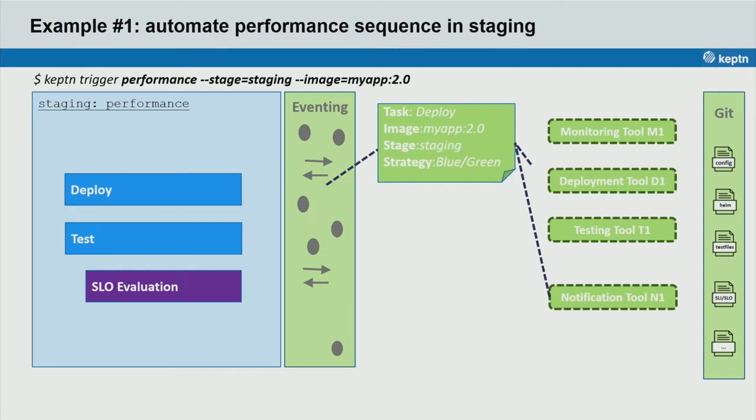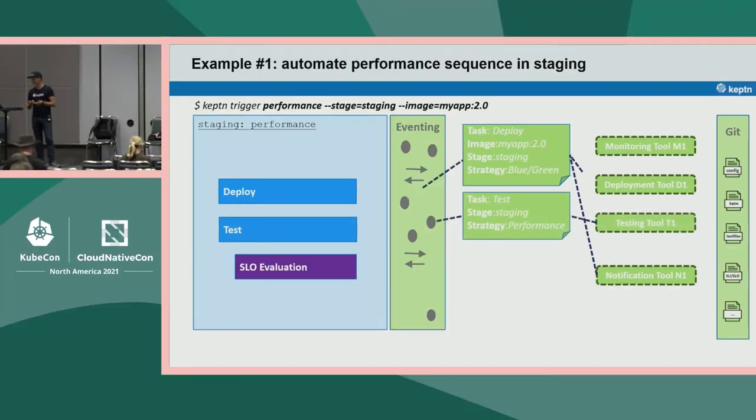I may have Helm doing it. I may have an Argo pipeline. I may call GitLab. I may call a Jenkins pipeline. This is all event-driven, and our tools can then subscribe to the event to then do the actual action. Once it's done, sending it back. Next thing is test. Keptn sends an event. I need somebody that can execute a performance test in staging.